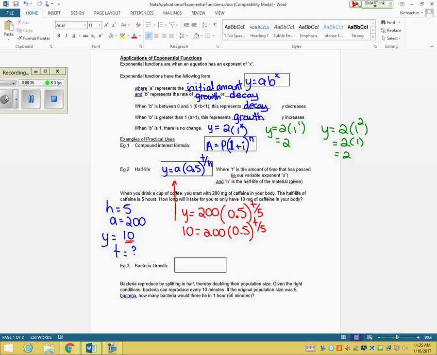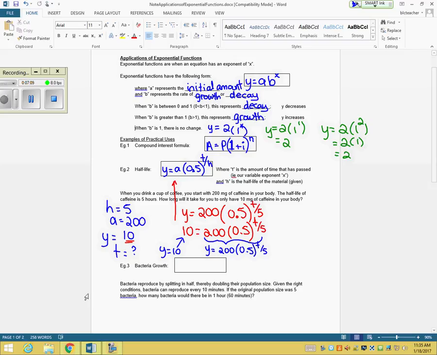So our best option here, we don't want to do common bases. Can't find one. It's too complicated. We don't want to use systematic trial. Will take way too long. So instead, what we're going to do is solve this by graphing. We're going to take the 10 and graph it as y equals 10, and take the second half and graph it as y equals 200, 0.5 to the power of t over 5. Okay, so I'll go into Desmos graphing calculator.